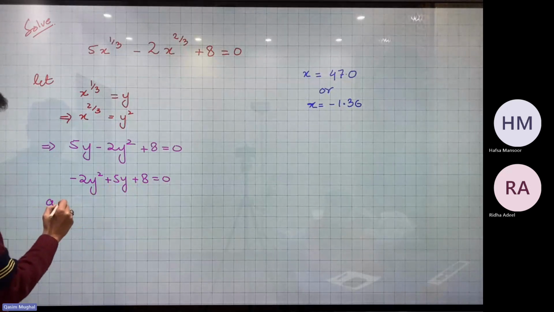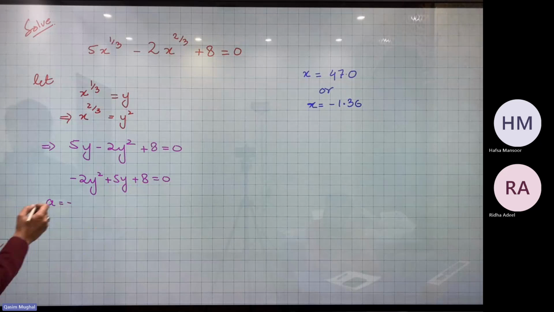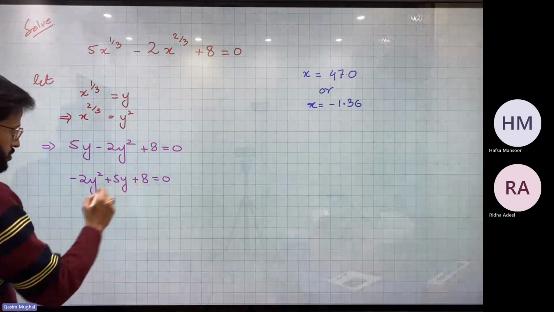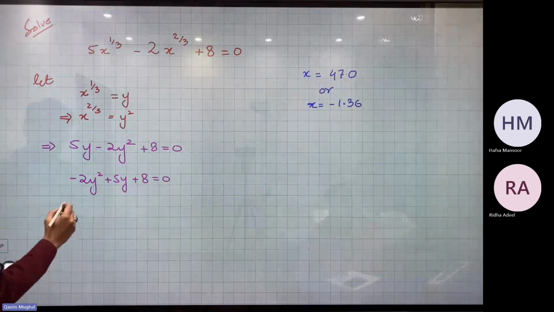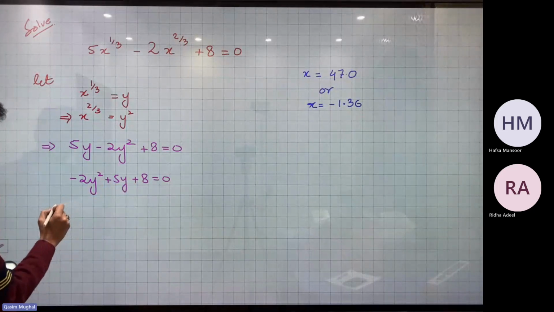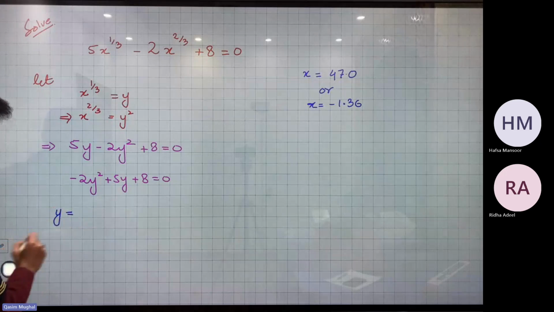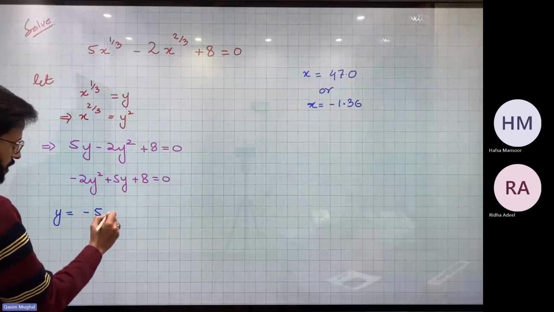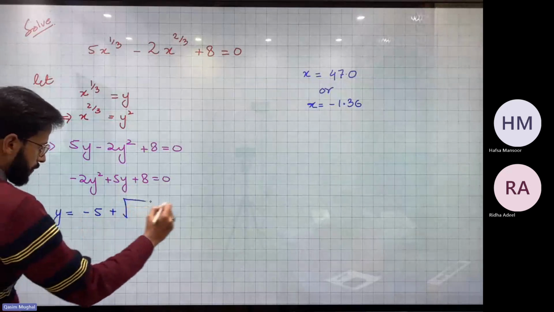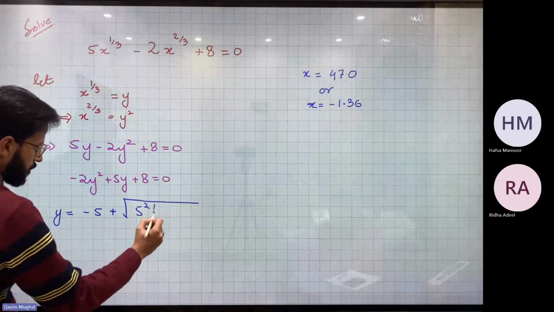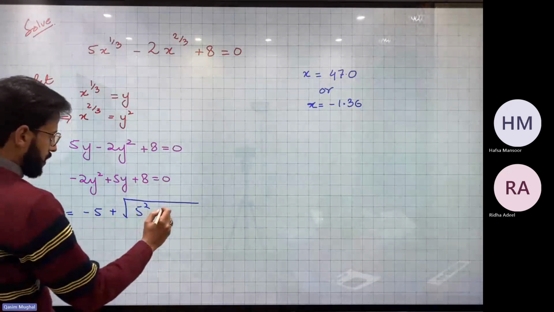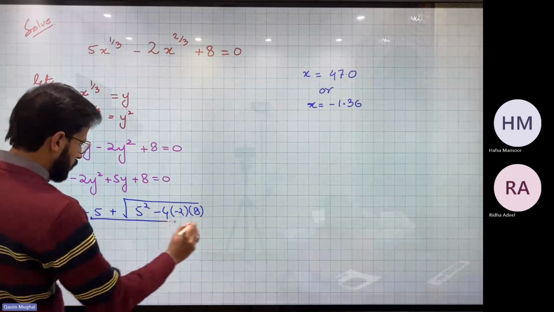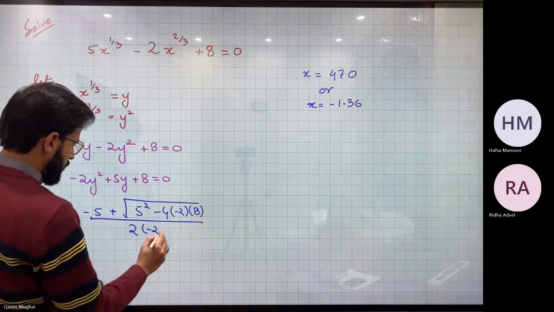We can use quadratic formula here. A is minus 2, so I'll directly plug these values in the quadratic formula. But we need to be sure that this equation which we are solving is not in x, it is in y. So we will solve this quadratic equation in y. So solution will be y equals, not x equals, okay? Y equals minus b plus minus square root of b squared minus 4ac, and then whole divided by 2a.